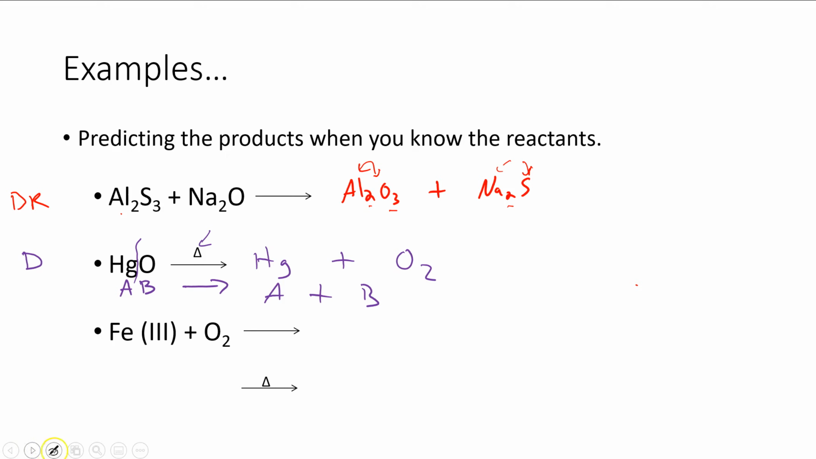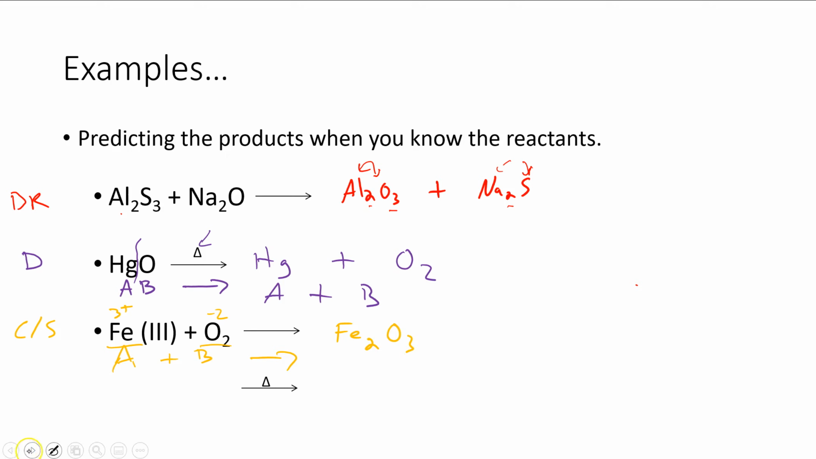Next example, right? Here I have A plus B, right? So the only thing that could happen there is those two individual elements would have to combine. So that pattern matches our combination synthesis pattern. So what I'm going to do is combine the iron with the oxygen. Now notice that Roman numeral 3, that means the iron is +3. We know oxygen is going to be a -2. So our formula will be Fe2O3.